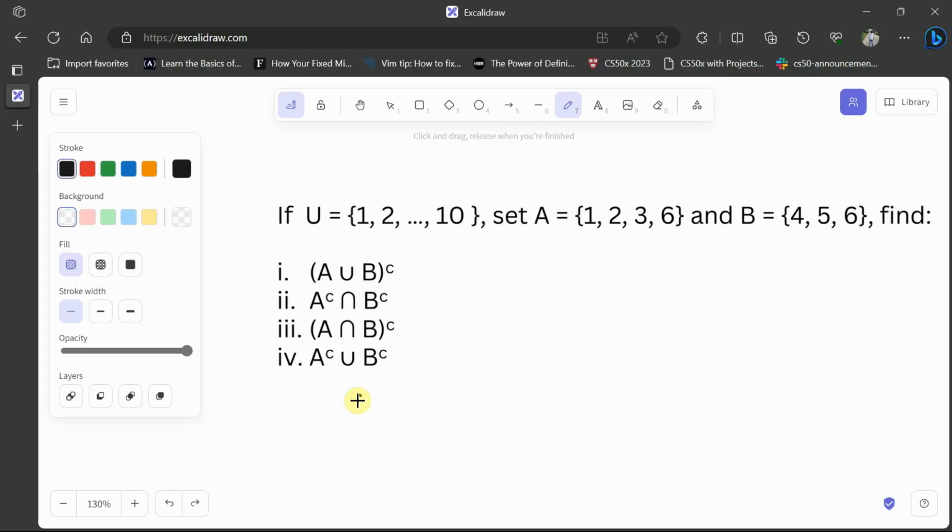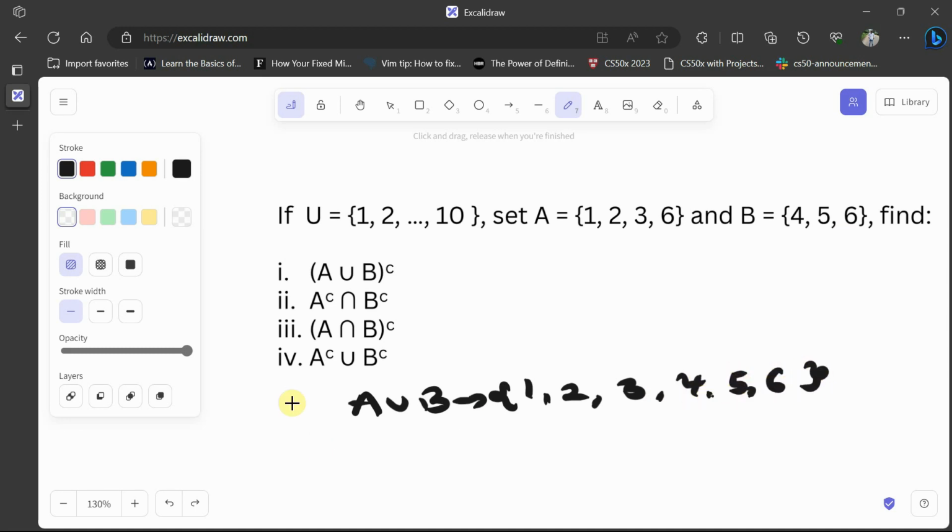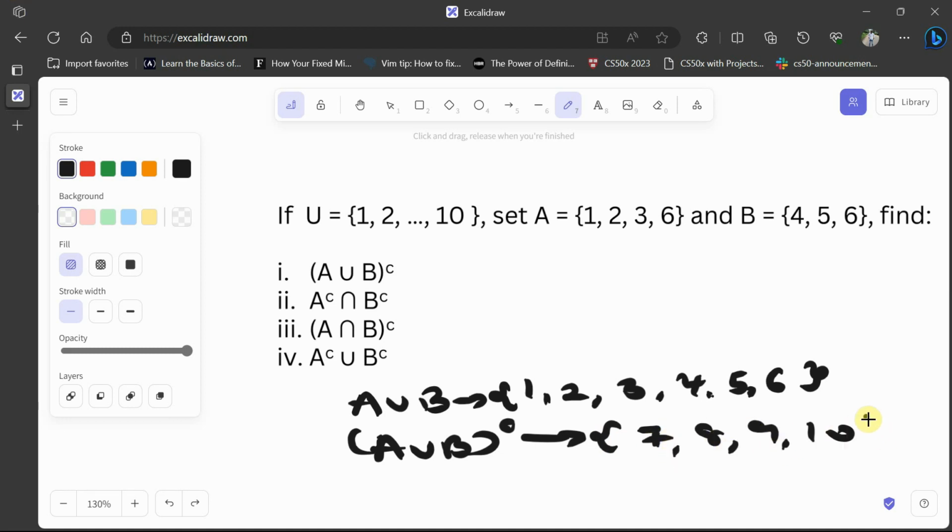So let's see. If I find A union B, it's going to be 1, 2, 3, and then 4, 5, 6. If I find the complement of this, it should be what is in the universal set that is not in my A union B set, and that's going to be what? Great. 7, 8, 9, 10. Now I want you to try A complement intersection B complement and see if you have the same answer. Like I said, you're the one who decides which you want to use, and I've told you where to use which.